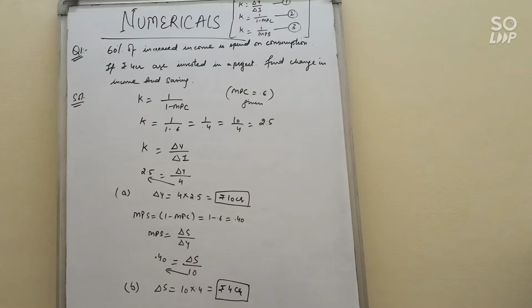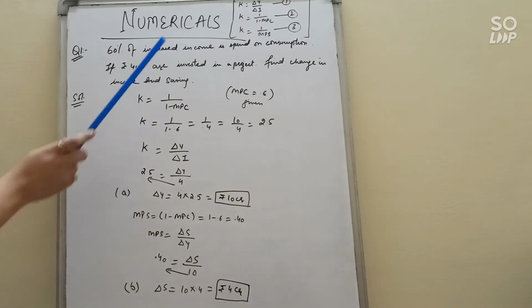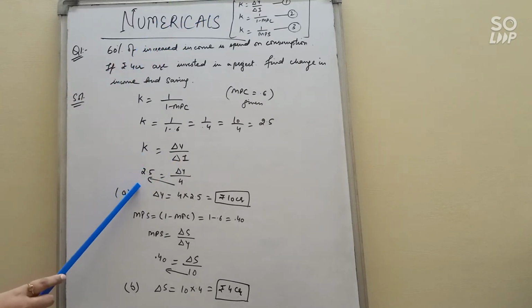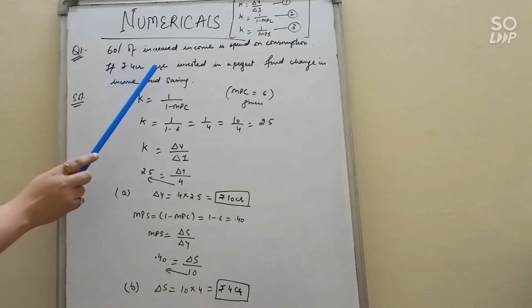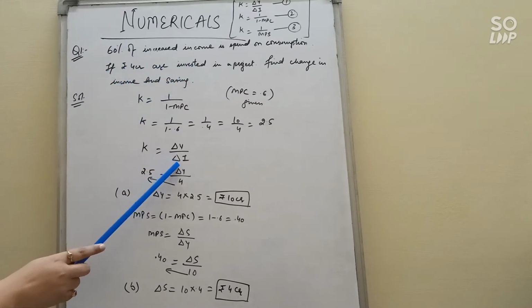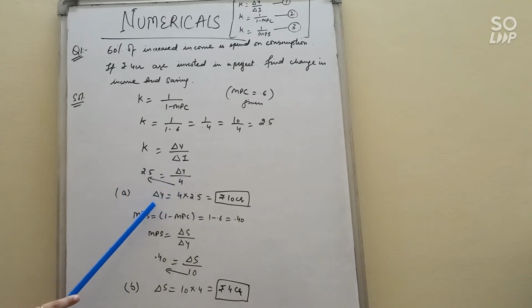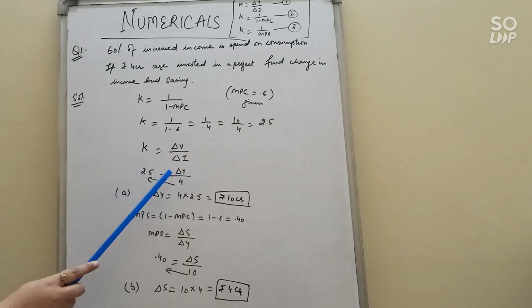Now after calculating the multiplier, you will use the first formula, that is delta Y upon delta I. The multiplier we have, that is 2.5. Now rupees 400 crore is invested, so it means change in investment is given, that is 400. With the help of this formula, we can find out change in income. When you put the value, we have rupees 1000 crore. So this is the increase in income.